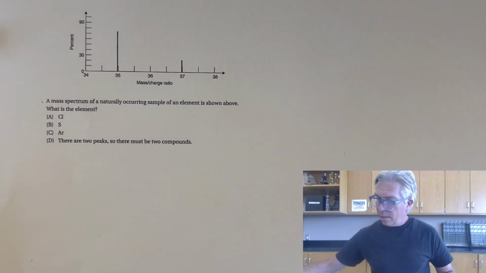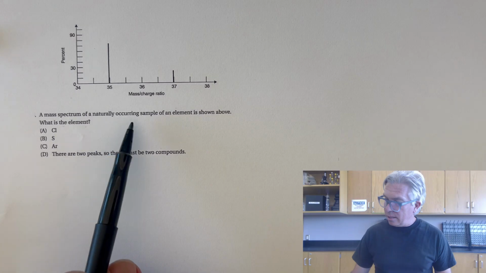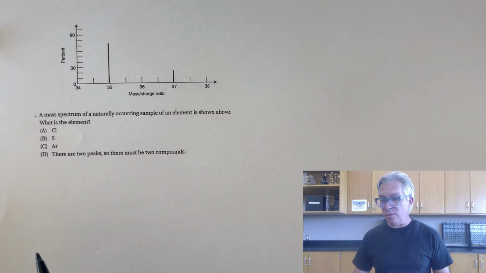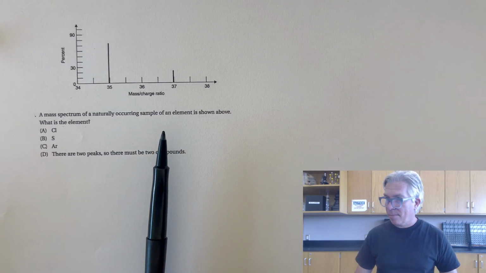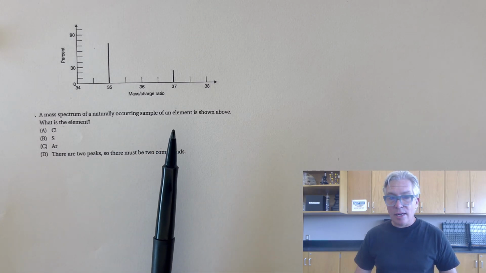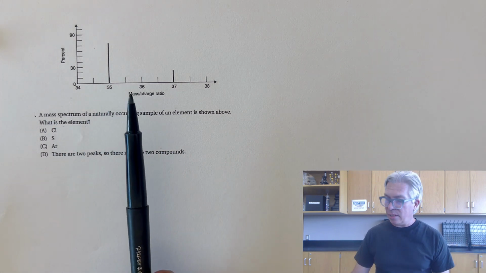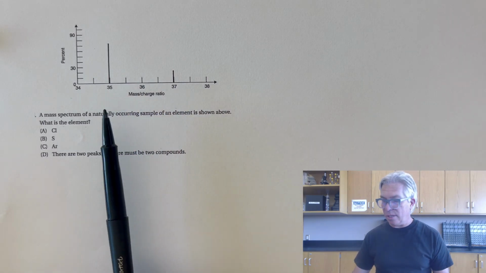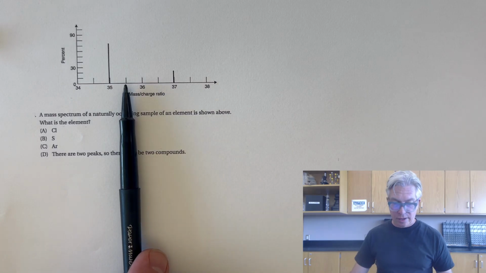All right, finally, here's another one. The mass spectrum of a naturally occurring element is shown above. What's the element? Take a moment, pause the video, and see if you recognize this one. And if you recognize these numbers as being eerily similar to a previous slide, 35 and 37, 35 being more abundant, this is most definitely chlorine, which clocks in at about 35.453.